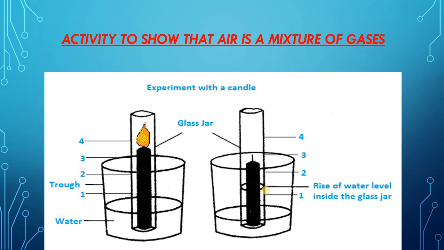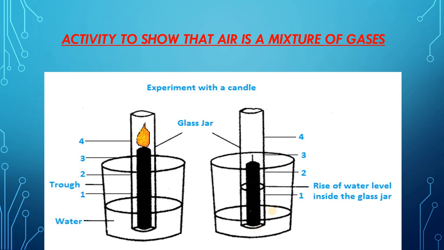Now this carbon dioxide gas is absorbed by the caustic soda solution in the trough. The carbon dioxide gas which was present inside it is absorbed by the caustic soda solution in the trough. Now the absorption of this carbon dioxide gas creates a vacuum inside the glass jar. Vacuum means no air, no pressure in the glass jar. So certainly, in order to fill up the vacuum, what happens? This water rises up in the glass jar to fill this vacuum.